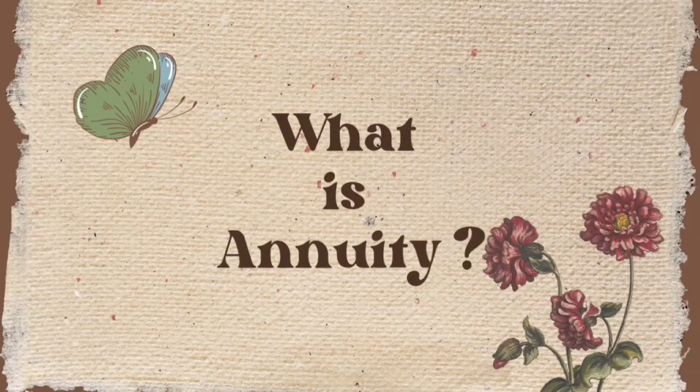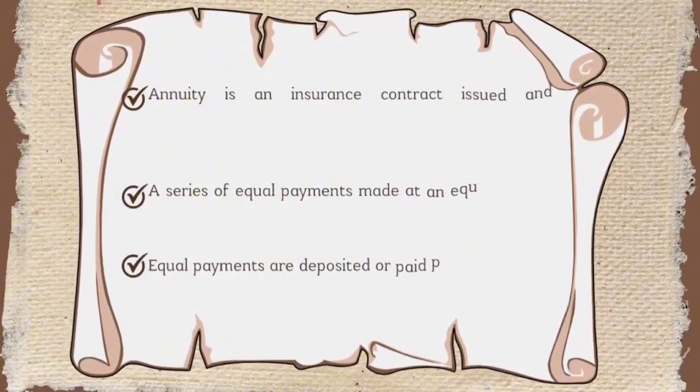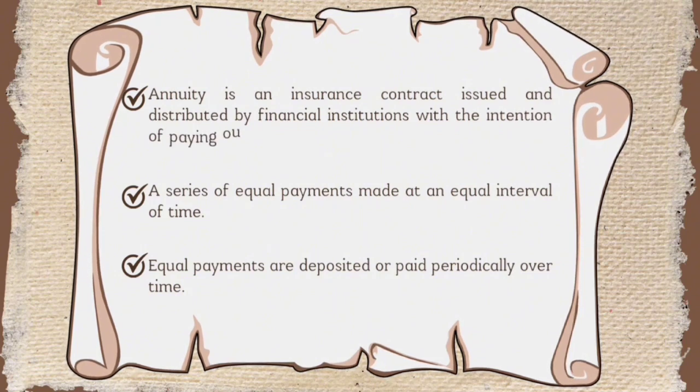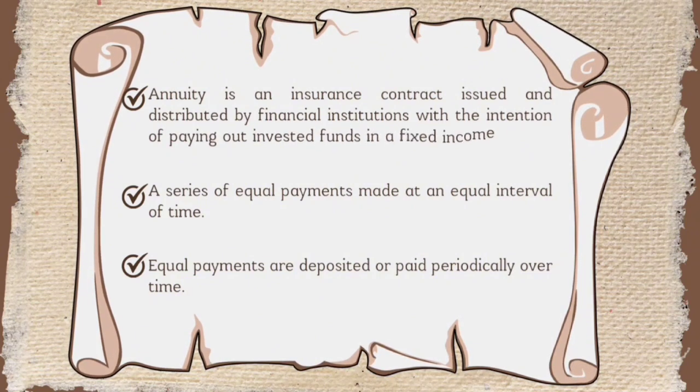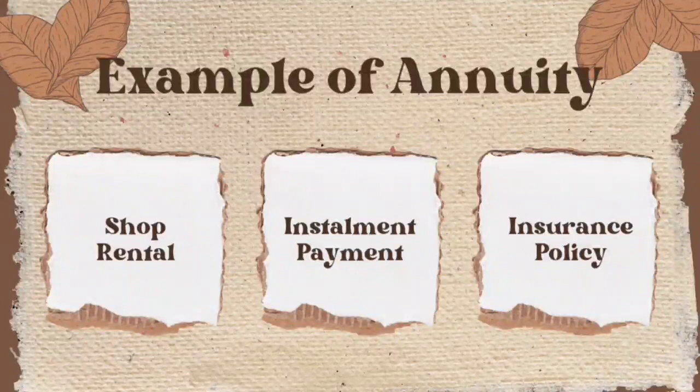What is annuity? Annuity is an insurance contract issued and distributed by financial institutions with the intention of paying out invested funds in a fixed income stream in the future. Annuity is a series of equal payments made at an equal interval of time. Equal payments are deposited or paid periodically over time. Examples of annuity are shop rental, installment payment, and insurance policy.